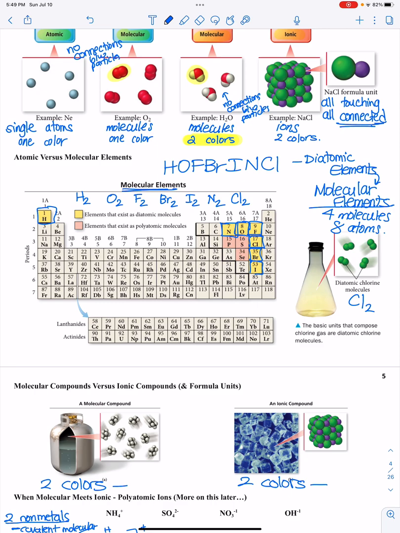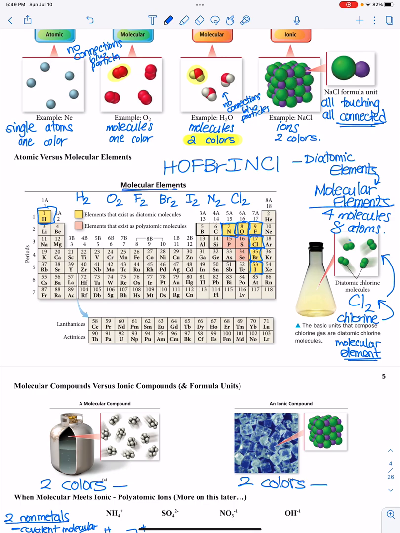And here's an example. Here is chlorine. If I hear chlorine, that is Cl2, and this is how I would draw chlorine molecules. They are an element, but this is a molecular structure, molecular element. Boom. That's how I would label it. It is an element. It's in Hofbrinkel. It would have to exist as molecules.